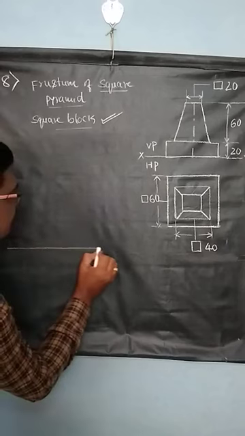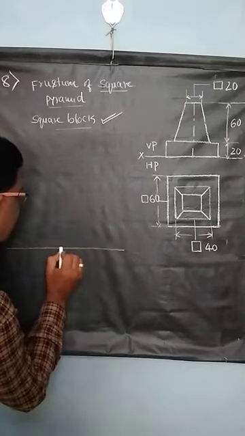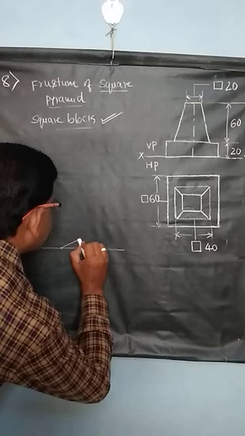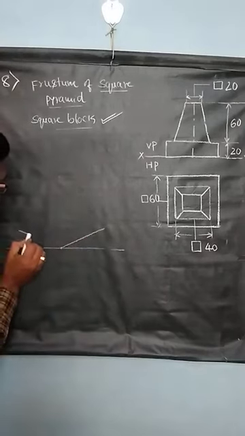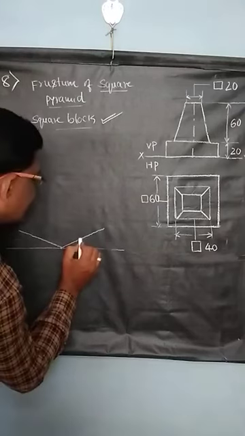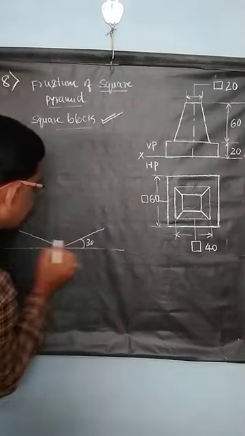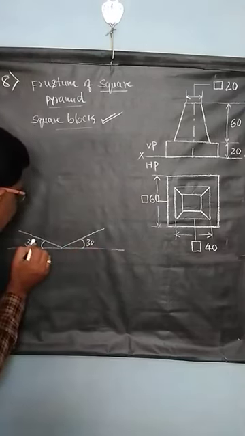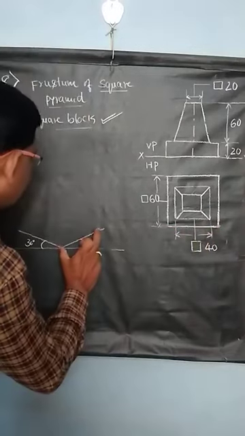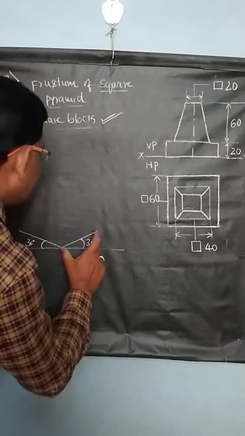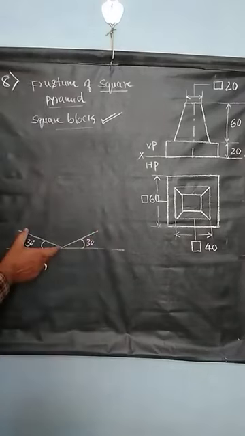First, you draw one horizontal line, you mark one point, you draw one 30-degree line towards right hand side. Similarly, you draw one more 30-degree line towards left hand side. This should be 30 degree and this should be 30 degree. Next, you take the isometric length of this 60 mm and you mark here. Similarly, you take the same isometric length, you mark here.